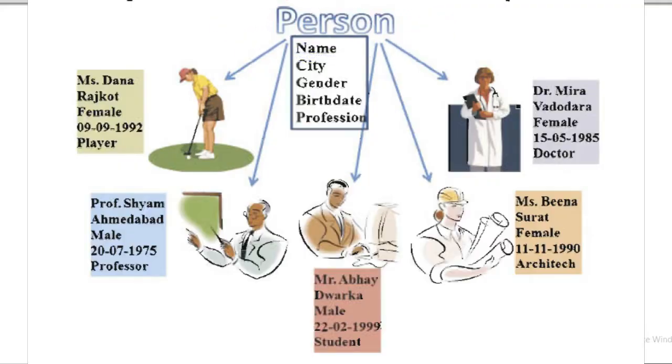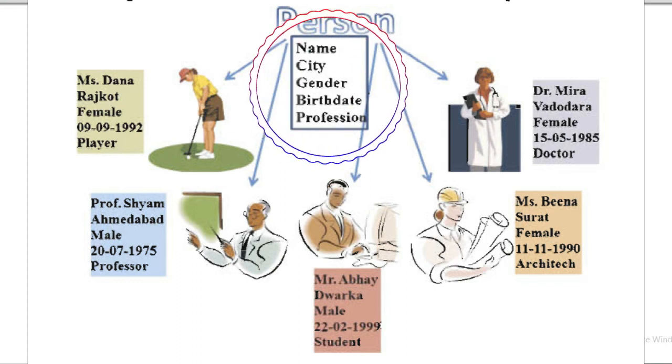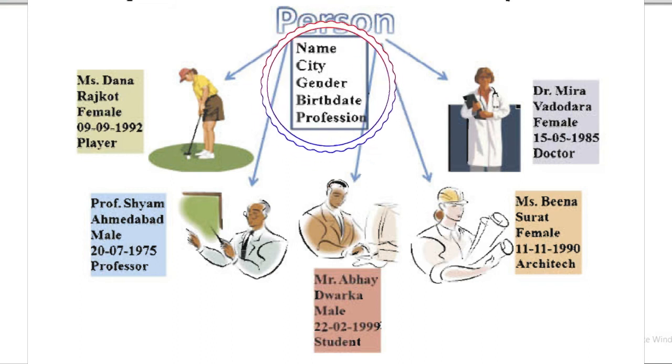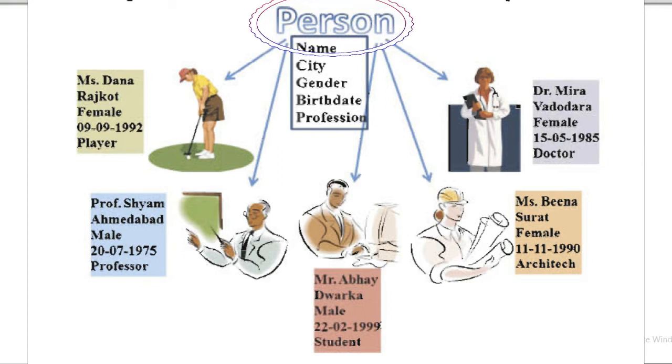Now comes a class. A class is a structure. For example, if we are creating objects for a person, we know that there are a few features which are common to each and every person, like name, city, gender, date of birth, and profession. These attributes are assigned to each and every person. And there are one, two, three, four, and five people. These are objects. This person is a class. A class is a template or a structure.